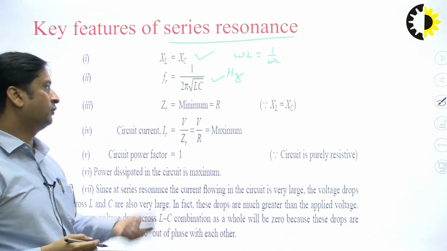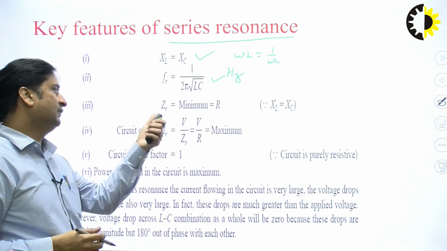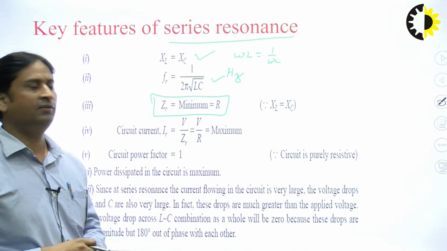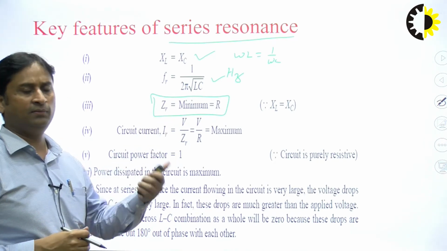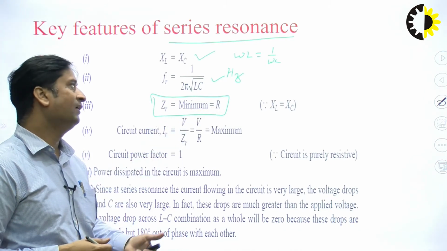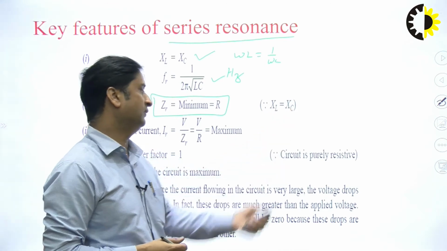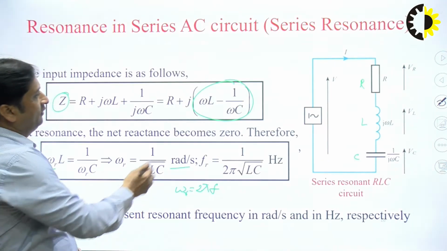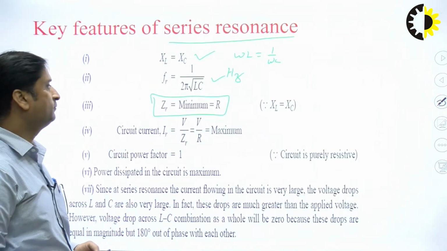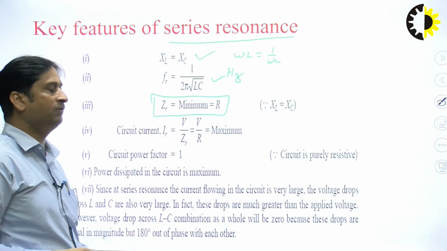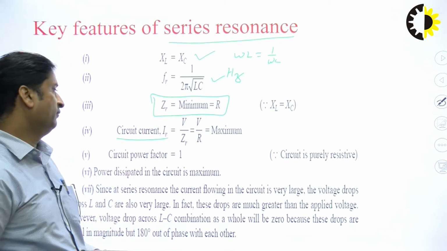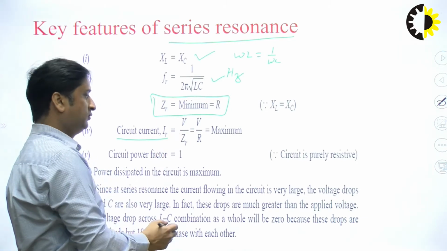Then at this particular resonance, the impedance is minimum. We can see that the impedance at resonance, ZR, is minimum and is equal to R. Why? Because XL is already equal to XC. So in the previous slide, when this is equal to this, Z must be equal to R, which is minimum. And when the impedance is minimum, the circuit current will be maximum, equal to V by ZR. So this is the maximum condition.